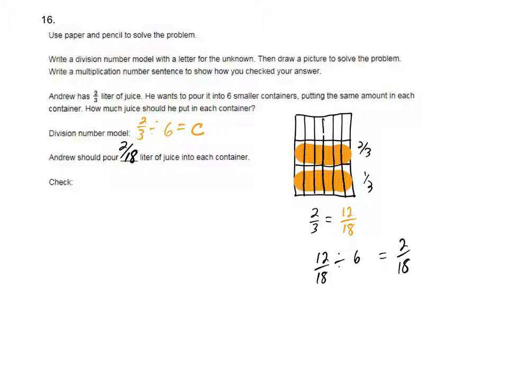we use C for how much juice is in the container. Alright, and then for our check, let's put this back in. If I have 2/18 and I have 6 of them, I can multiply. Does that equal the 2/3 that I need? So we can multiply straight across. We get 12/18, and I showed with my picture that 12/18 is the same as 2/3, and since that matches the original number in the question, I know that I am correct.